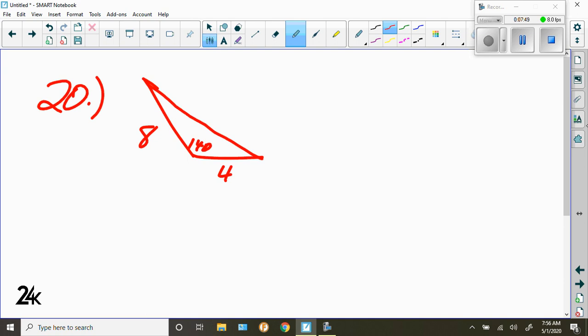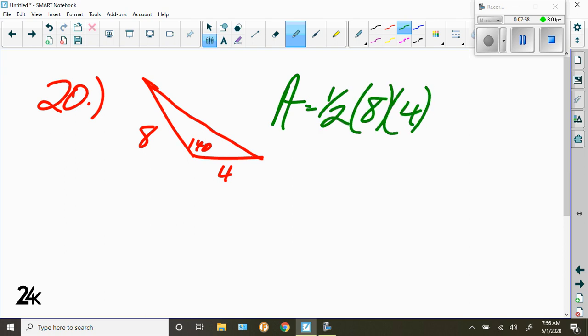Okay, so take a second. So you're going to, once I write down the equation, it's going to be 1/2 times 8 times 4 times sine 140. Sine 140, like that, okay? Okay, so now either pause the video or just do it real fast while I'm doing it and see if you can get the same answer as me.